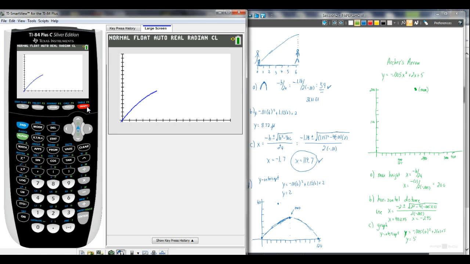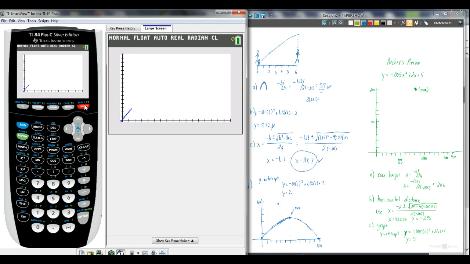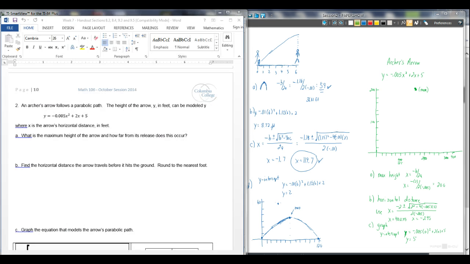So here we go, and we'll see that it's awfully close over here. So let's just go out a little further with our x-axis. We're going to increments of 25, so let's change this to 425. And let's see if we can see our entire graph here. And we can see from beginning to end. So let's go back to our questions.